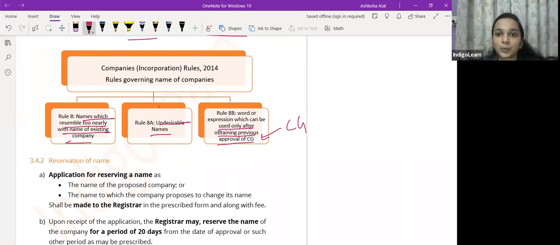Now what are the terms? Let me show you. So these are certain terms which can be used in the name of the company after obtaining prior approval of the Central Government. So which terms are these?